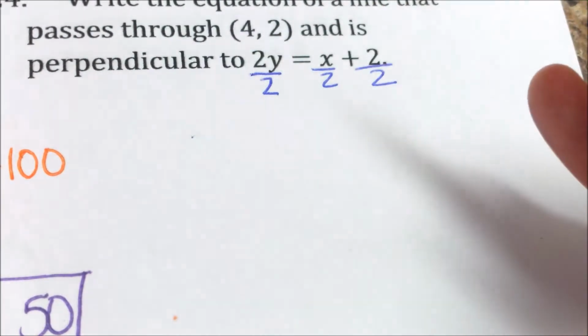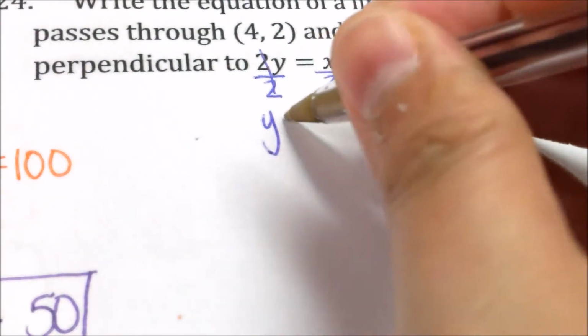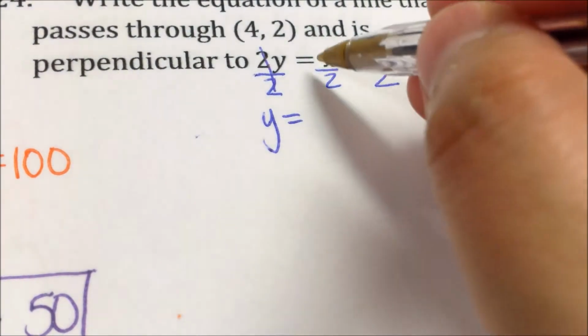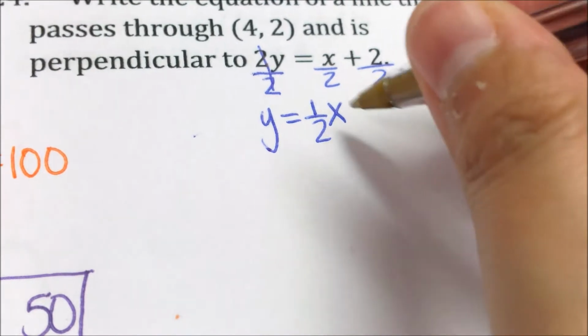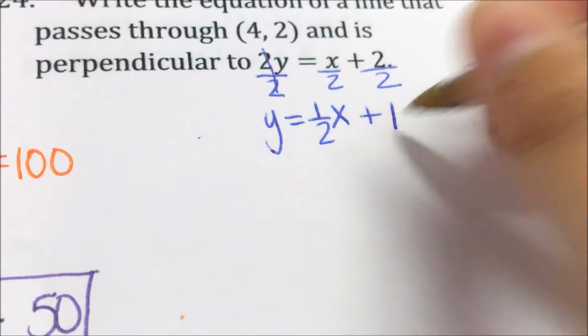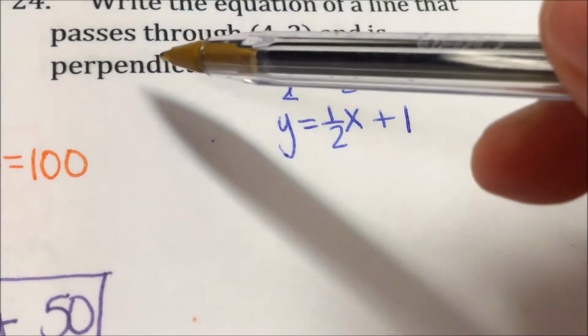2 divided by 2 becomes 1, so it ends up canceling, becoming 1 times y, which is just y. This is 1/2. 2 divided by 2, 1. Okay, so that's my line.